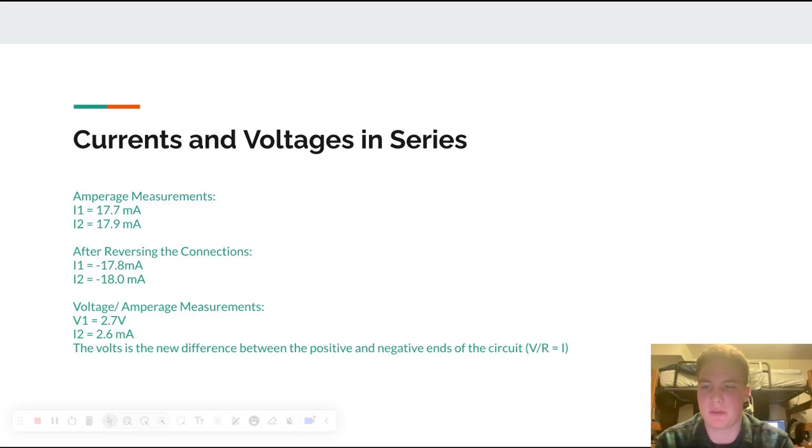We took a voltage measurement at the 100 ohm resistor. We got 2.7 volts. Or that was just for the circuit as a whole. We got 2.7 volts, and the current for the circuit as a whole was 2.6 milliamps.